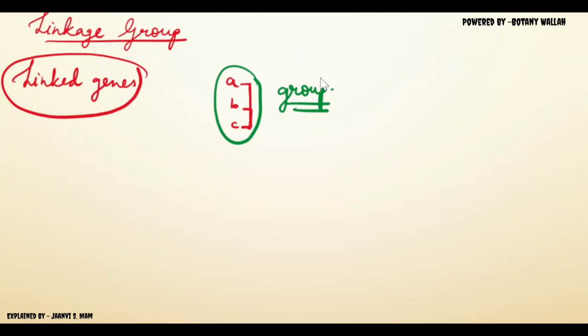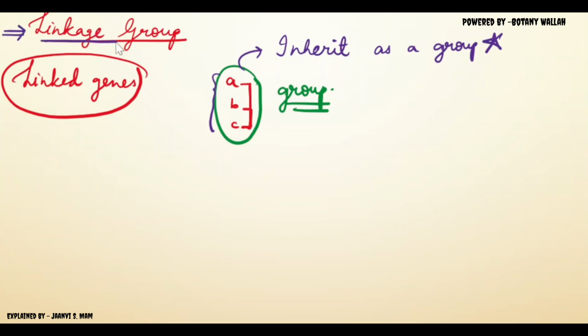They won't be inheriting independently; it won't happen that A is moving alone, or B is moving alone, or C is moving alone. No, this is not going to happen. What will happen is that these three genes will inherit as a group. Such a group which inherits together is known as a linkage group.